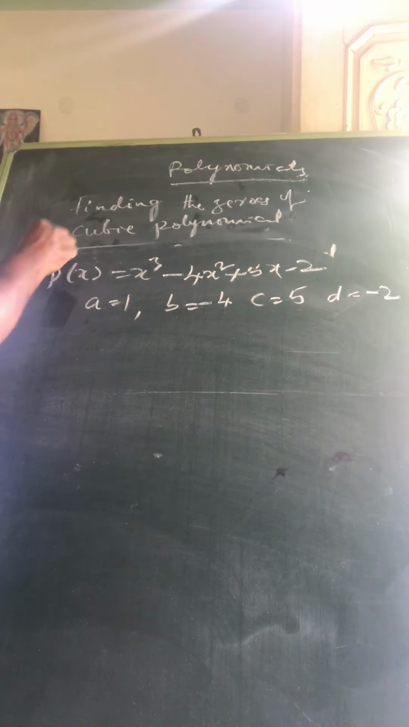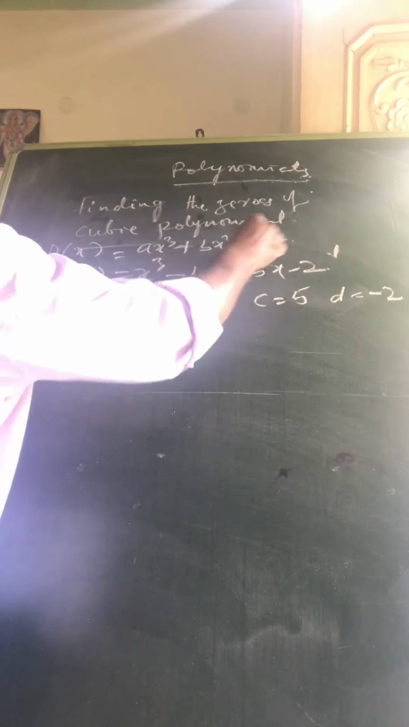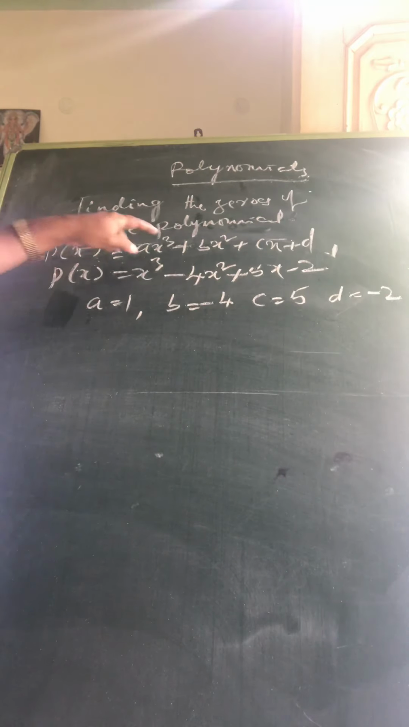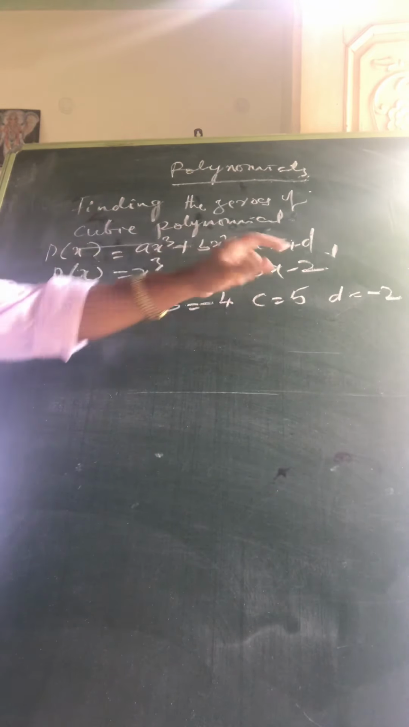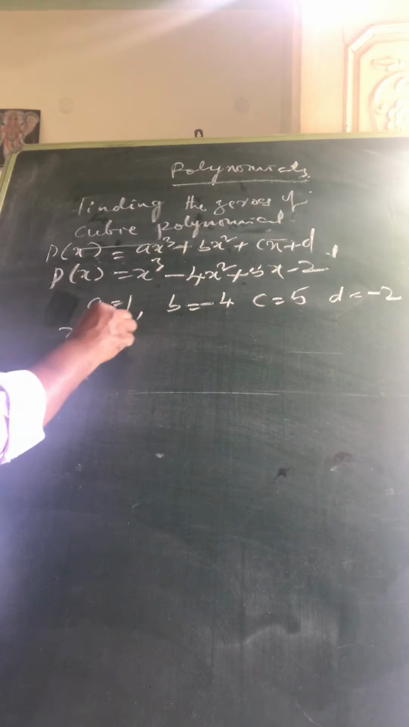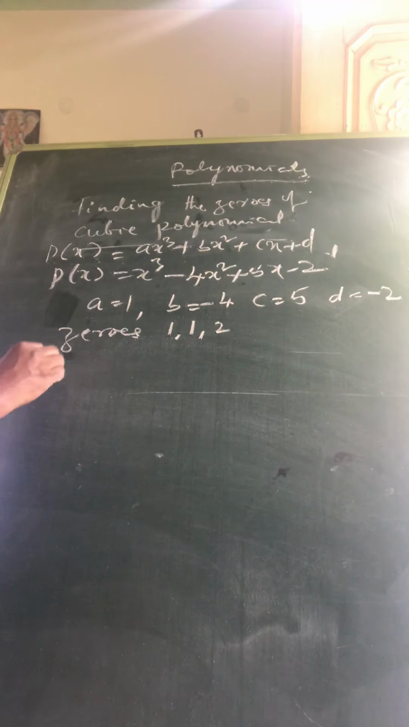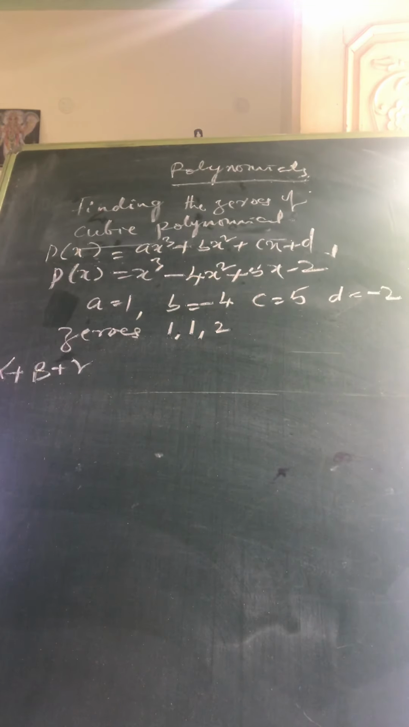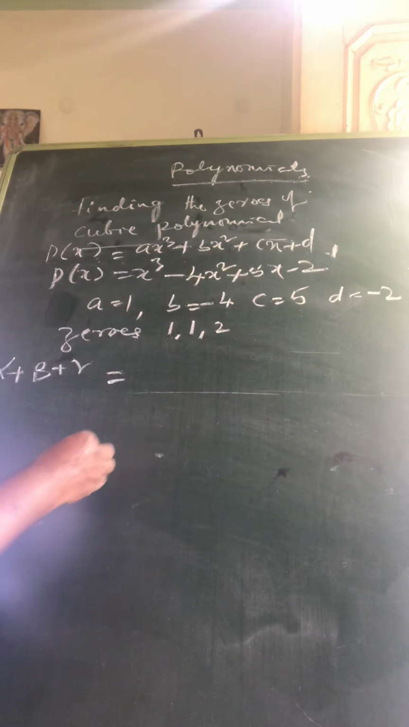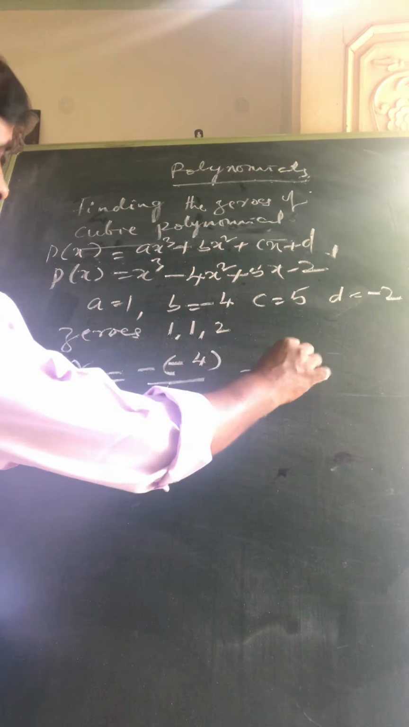When we compare with the standard form of a cubic polynomial ax cube plus bx square plus cx plus d, you get a is equal to 1, b is equal to minus 4, c is equal to 5 and d is equal to minus 2. Zeros are 1, 1 and 2. Now, alpha plus beta plus gamma, that is the sum of the zeros, is equal to minus b by a, minus of minus 4 by 1, is equal to 4.